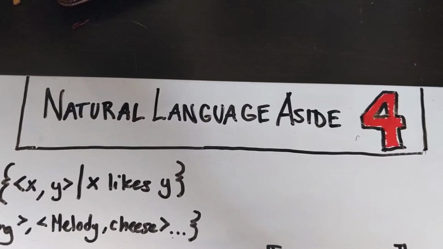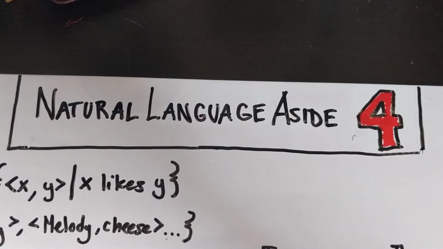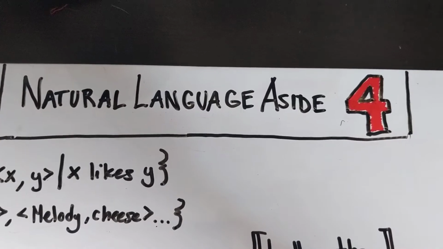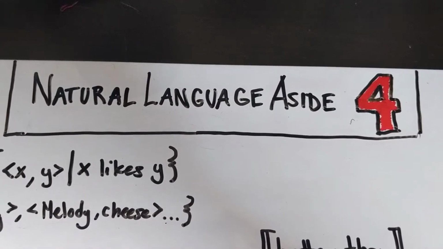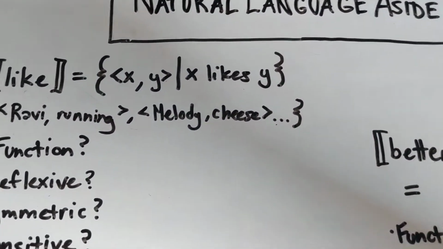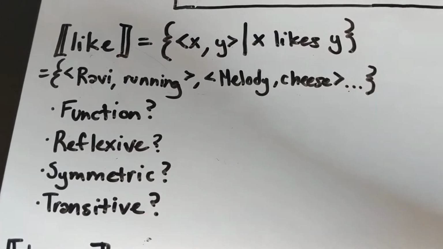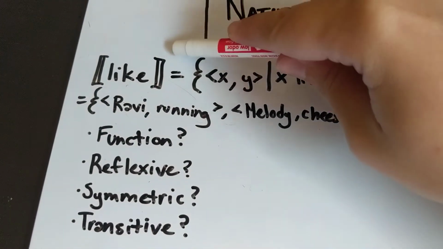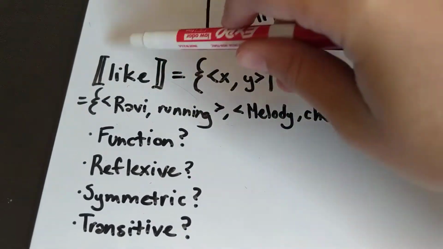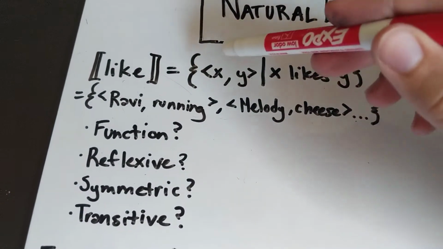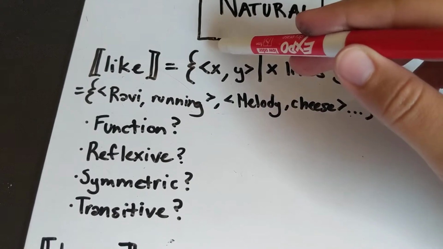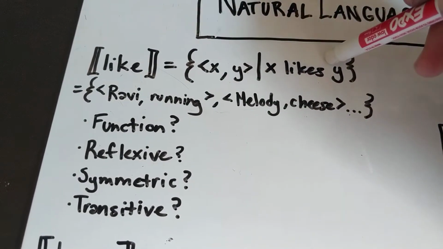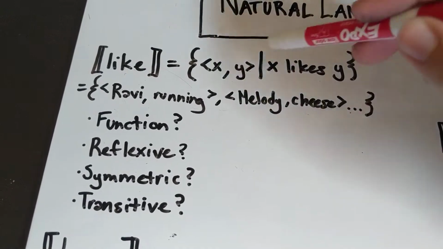In this video we're going to do another natural language aside now that we have some different properties that we can talk about with regard to different relations. So in our last little natural language aside about relations, we established that the meaning of the word like, in these little brackets, is that there is a set of pairs of things x, y, such that x likes y, right?